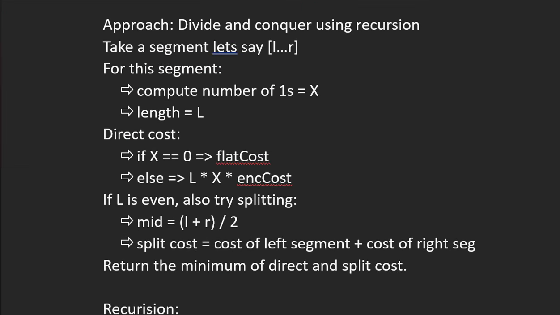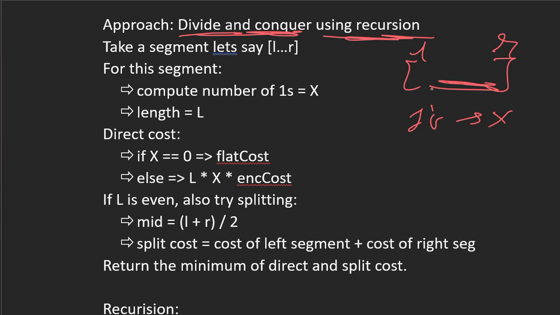So what we do is we'll be using the divide and conquer method. Divide and conquer method using recursion. So suppose we have a segment which is from index L to R. Now what are the possibilities for this segment? So we'll first find the number of ones in this segment. So the number of ones is x, and the length of the segment is R minus L plus 1. This is the length of the segment, so we'll find this.